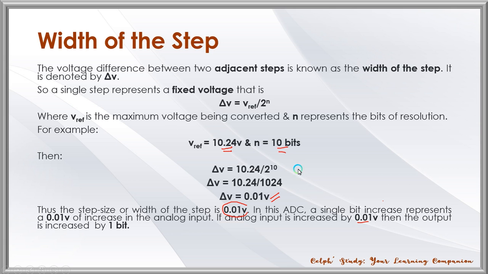So, for example, we are given a 10.24 volts reference voltage, and then we have your n. So, butang dire para makuha natin ang value natin, which is 0.01 volt para sa ating step size or width sa ating step. Okay, so in this, a single bit increase represents a 0.01 volt of increase in analog input. If the analog input is increased by 0.01 volt, then the output is increased by 1 bit. So, kung remove ka by 0.01 volt sa imong input, amo na yung change sa output to 1 bit.